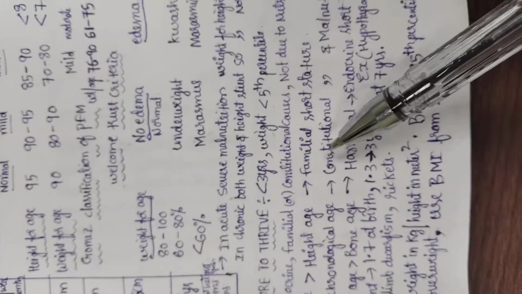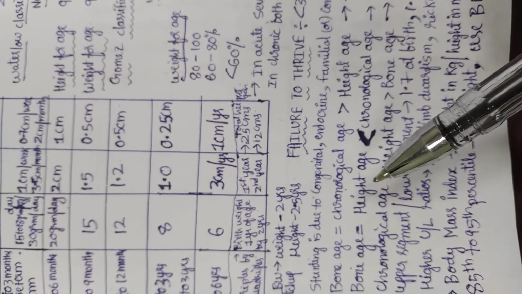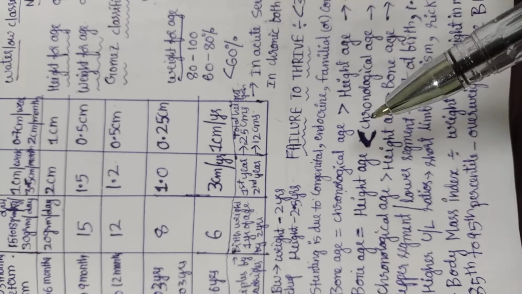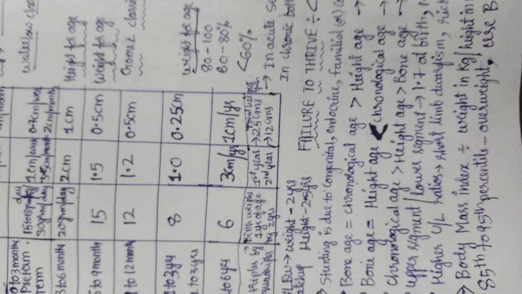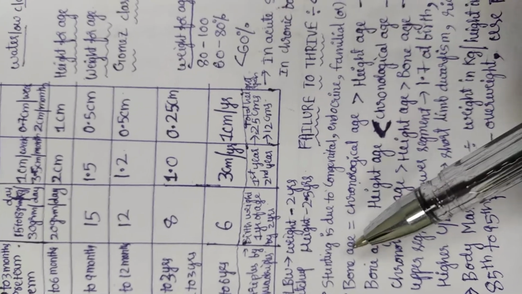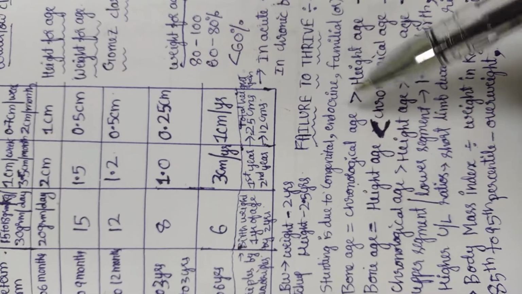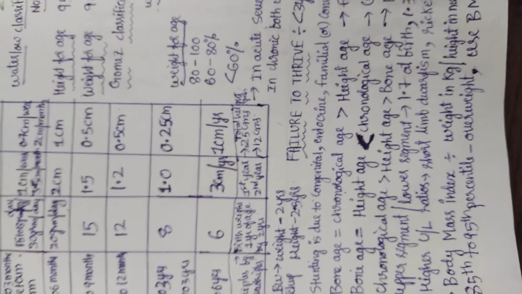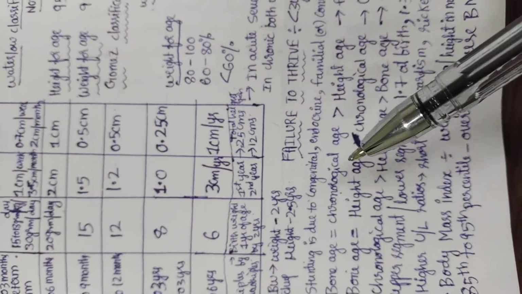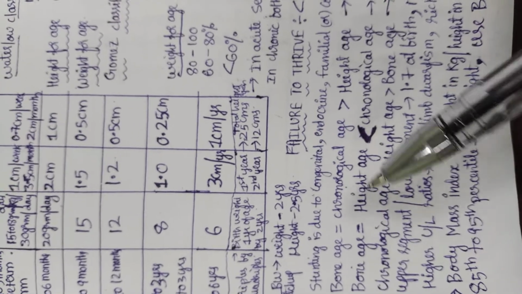Whereas in constitutional short stature and malnourished, the bone age is equal to height age. So bone age and height age both are less than the chronological age in constitutional short stature, whereas in familial short stature, bone age is normal according to chronological age, but more than the height age. So you remember this. In familial, bone age is equal to chronological age. In constitutional, bone age is equal to height age.